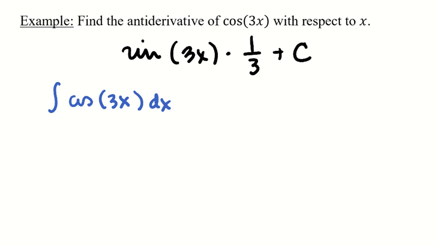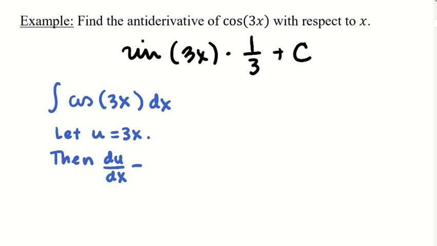And we're going to solve this using a U-Substitution. What we're going to do is we're going to let u equal 3x. Then du dx is equal to 3, meaning du equals 3 dx, and dx is equal to 1/3 of du.